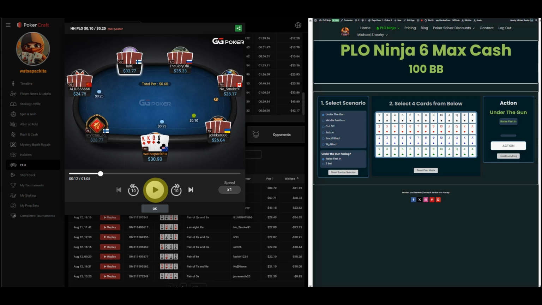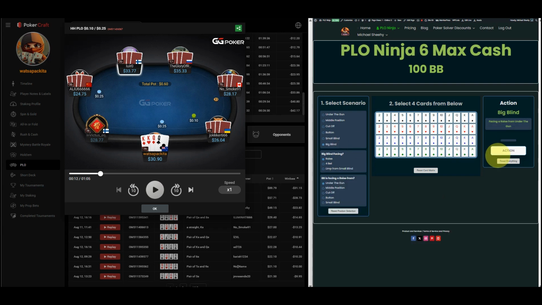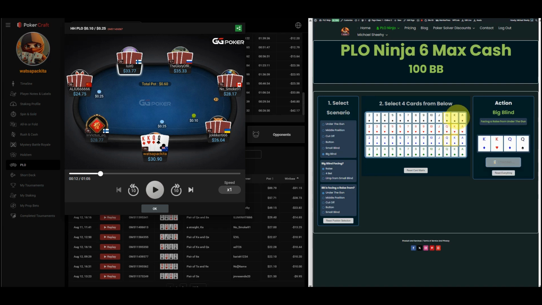So we go over to, and this guy's limped. PLO Ninja doesn't accommodate limps at the moment. So let's reset everything, and we are in the big blind, and we have King of Diamonds, King of Hearts, Queen of Diamonds, Queen of Clubs, and let's just see what happens action-wise. So we just call that basically.